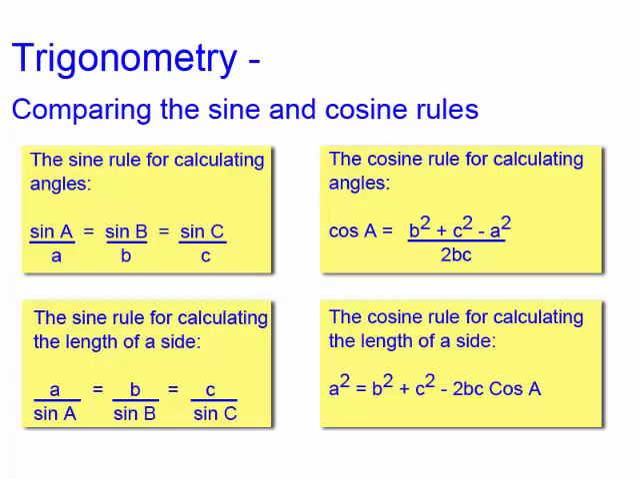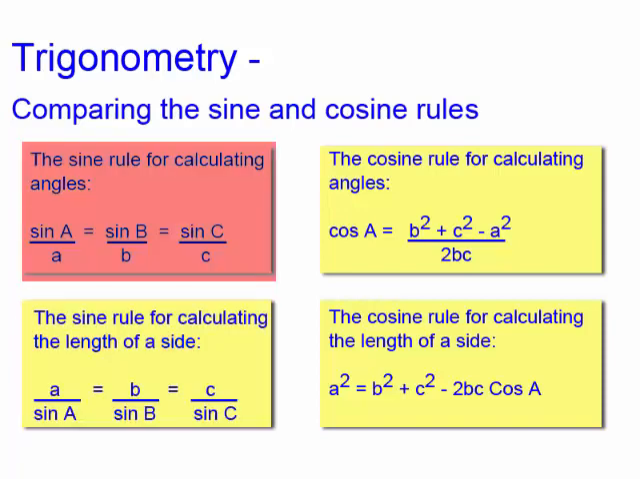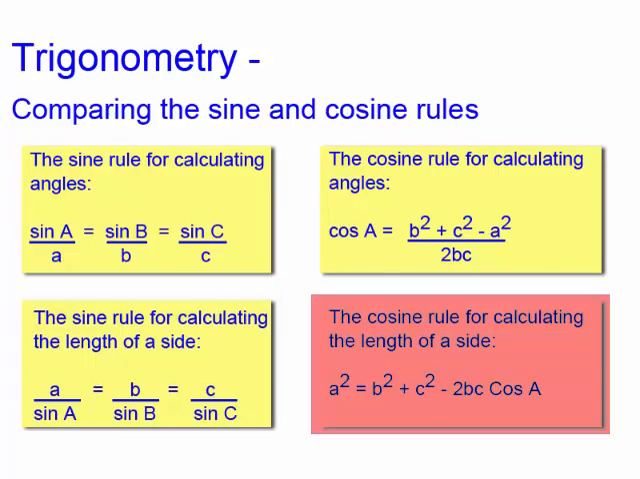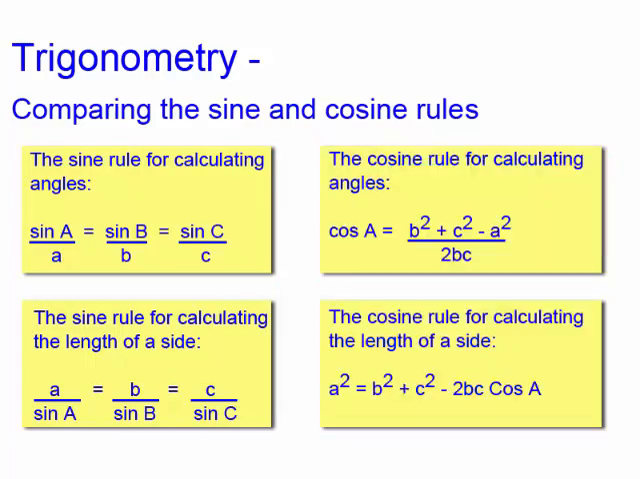Questions based on the sine and cosine rules are very common in the higher tier of GCSE mathematics, so it is worthwhile learning off all four of the equations: using the sine rule to find the length, using the sine rule to find an angle, using the cosine rule to find the length, and using the cosine rule to find an angle.